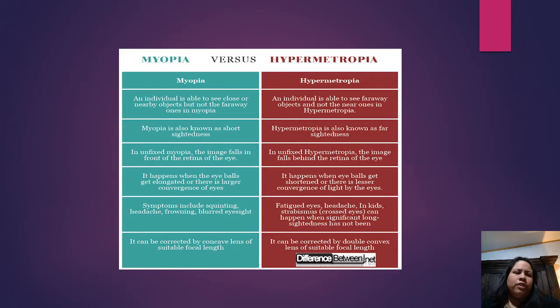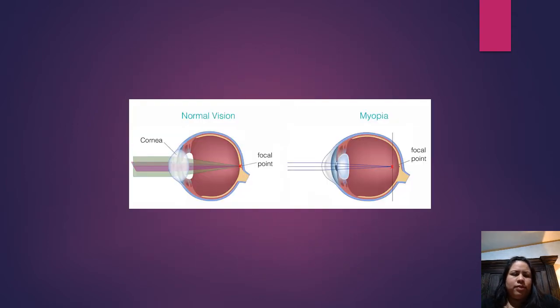Here are a few of the differences in near and farsightedness. Myopia, or nearsightedness, occurs when the eyeball is too long. This causes light rays to focus at a point in front of the retina. As you can see, the difference between the normal vision focal point and the myopia focal point.